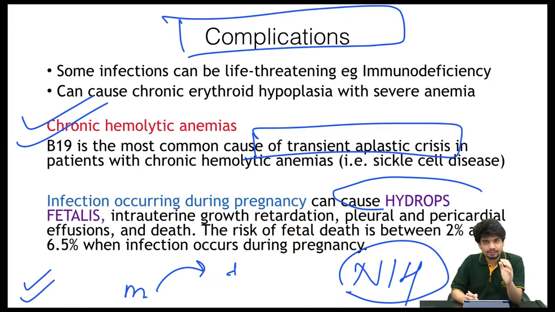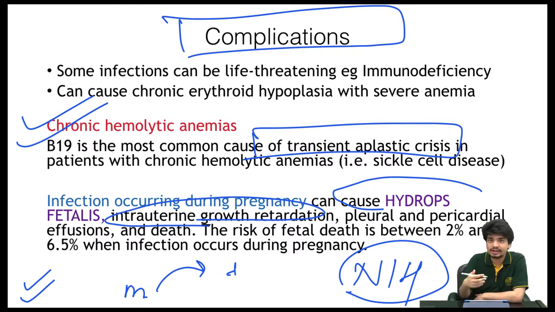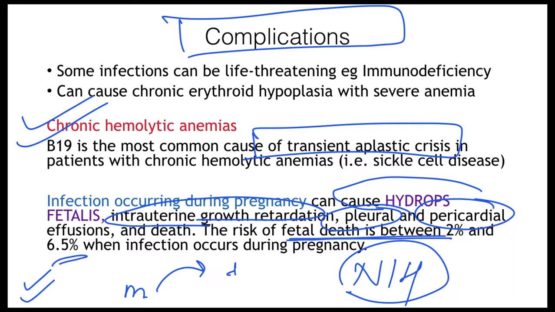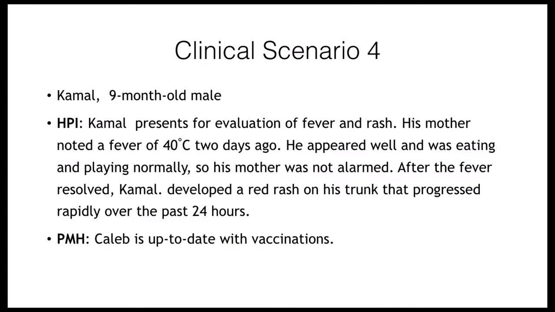However, if the child has non-immune hydrops, that is, there is no ABO incompatibility and no Rh incompatibility, one of the common causes of non-immune hydrops is parvovirus B19 infection. If this parvovirus infects the fetus, it can cause lysis, a halt in red cell production, an aplastic crisis that will result in anemia, further leading to intrauterine growth retardation and heart failure, which further complicates with pleural and pericardial effusion. There is a risk of fetal death between 2 to 6.5% when this infection occurs during pregnancy.